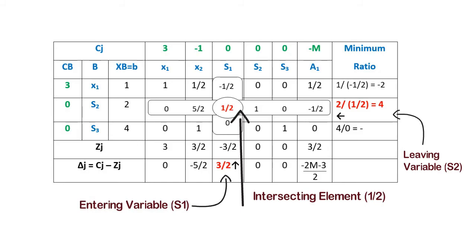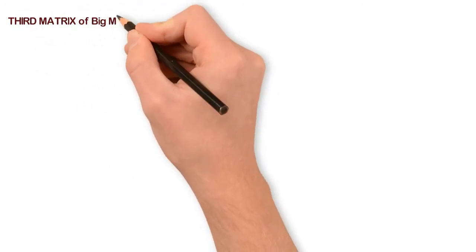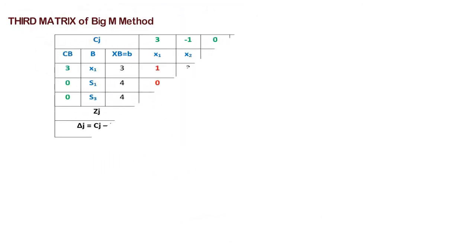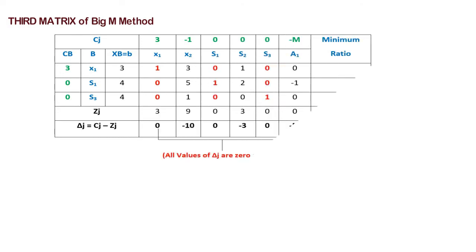Now to find out the third row of the third matrix, again you have to consider the third row of the second matrix minus new row into coefficient. After that, whatever values you get, you have to write down in the third row. After calculating all the 3 rows of the third matrix, again you have to calculate the Zj values and delta J values. So by using the second matrix of the big M method, you have to calculate the third matrix of the big M method. Okay, so you will get a matrix like this, that is the third matrix.